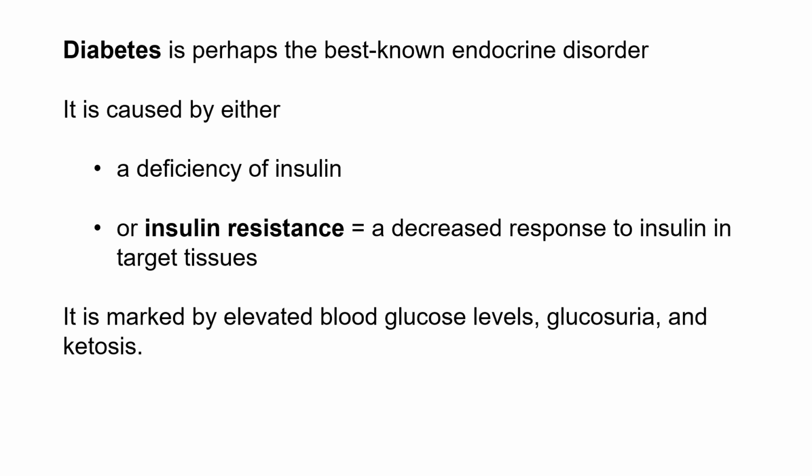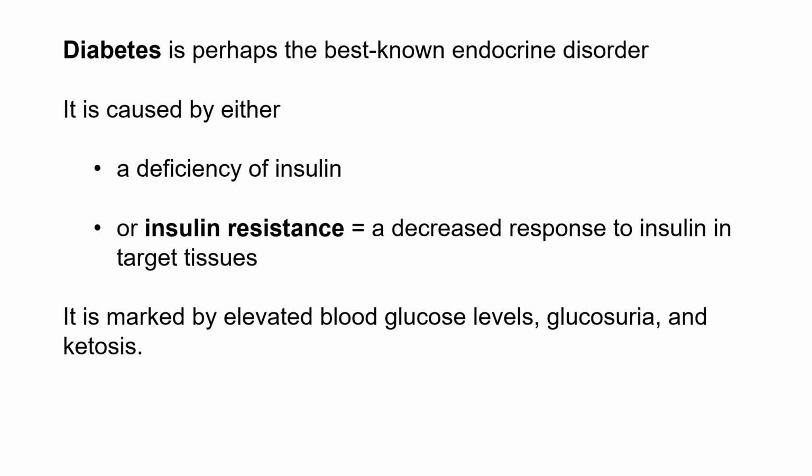So this brings us to diabetes. Diabetes is by far the best known and most common endocrine disorder. It is caused by either a deficiency of insulin, where the pancreas does not make enough insulin, or the cells are resistant to insulin, which means they don't respond to insulin normally. The insulin might be there, the insulin receptors might be there, but for complicated reasons that are still being researched, the cells do not become more permeable to glucose.